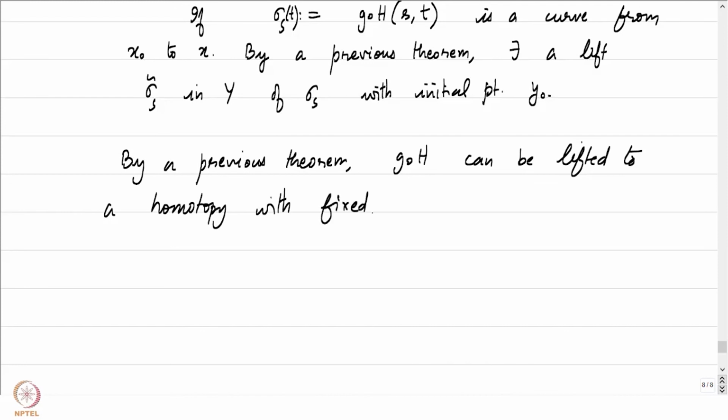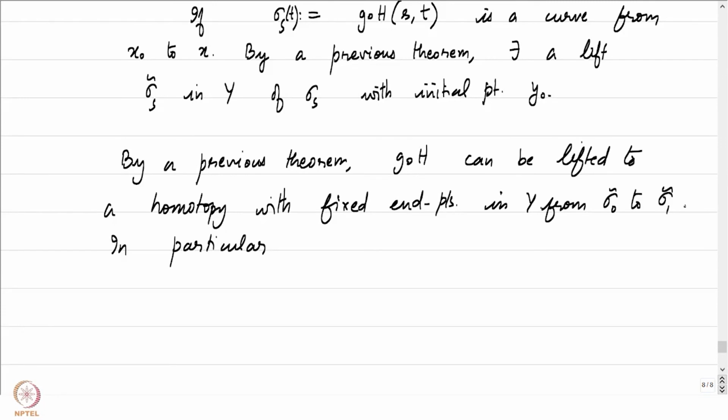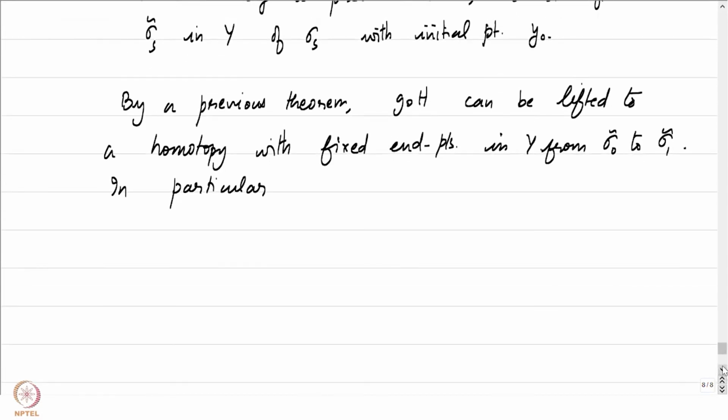With fixed endpoints in capital Y. In particular, the terminal point of sigma 1 tilde. So let me go from sigma 0 tilde to sigma 1 tilde, where sigma 1 tilde is the lift of sigma 1 which starts at y0. So in particular, the terminal point of sigma 1 tilde is equal to G tilde of Z, which is the terminal point of sigma 0 tilde. Hence, G tilde is well defined.